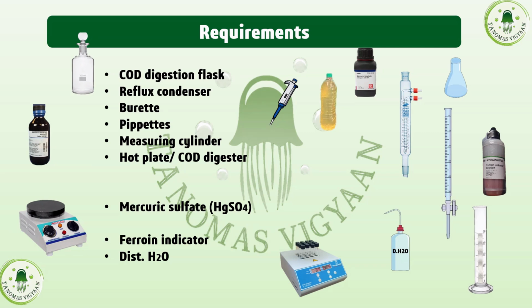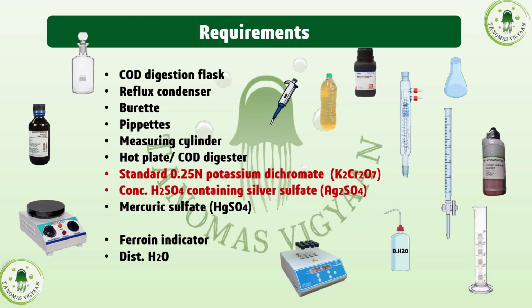The reagents we need for this experiment: first, standard potassium dichromate solution, which should be prepared in a concentration of 0.25 normal. Next, you need concentrated sulfuric acid containing silver sulfate, Ag2SO4. This is the second reagent, and the third reagent is 0.1 normal ferrous ammonium sulfate.